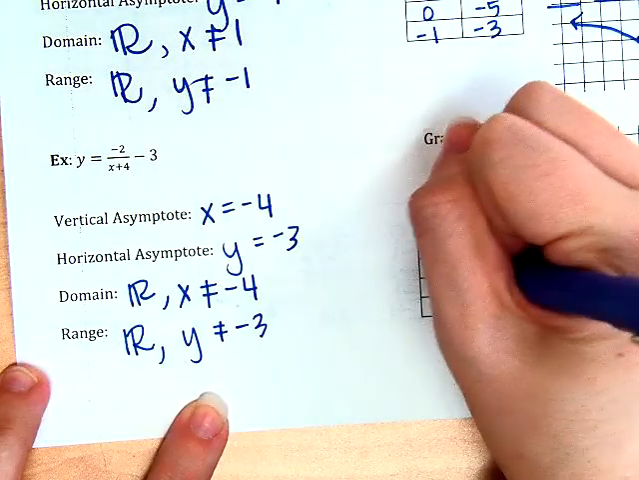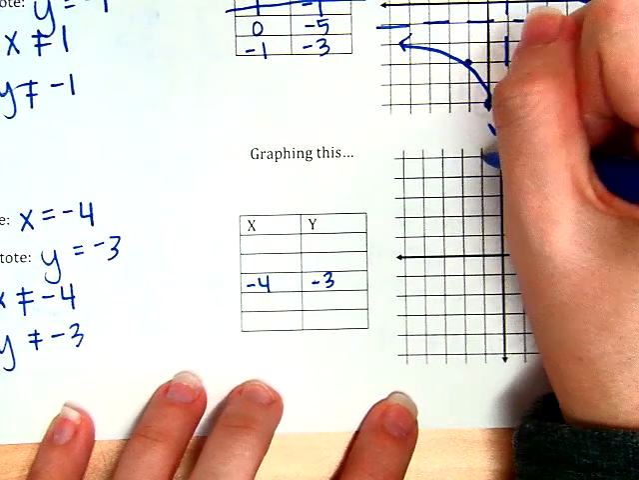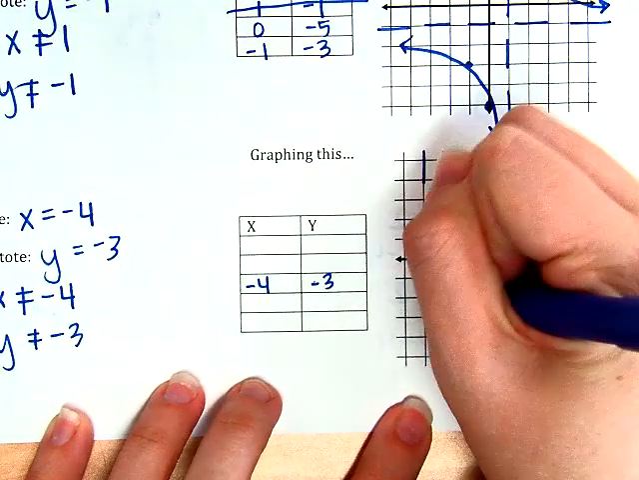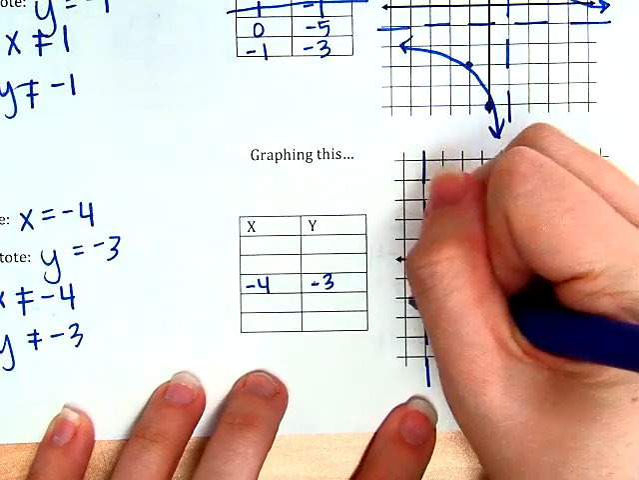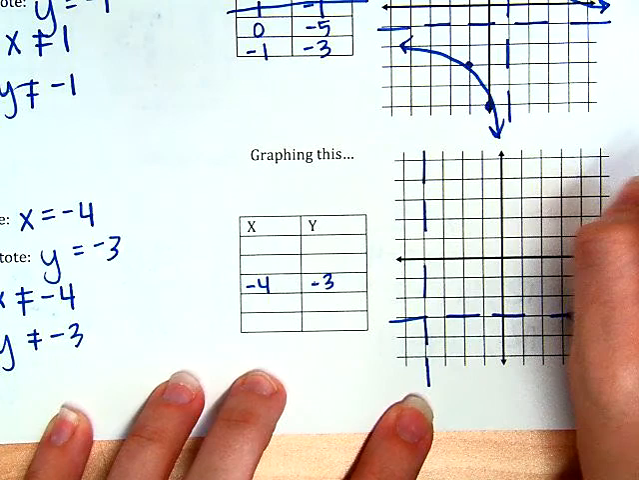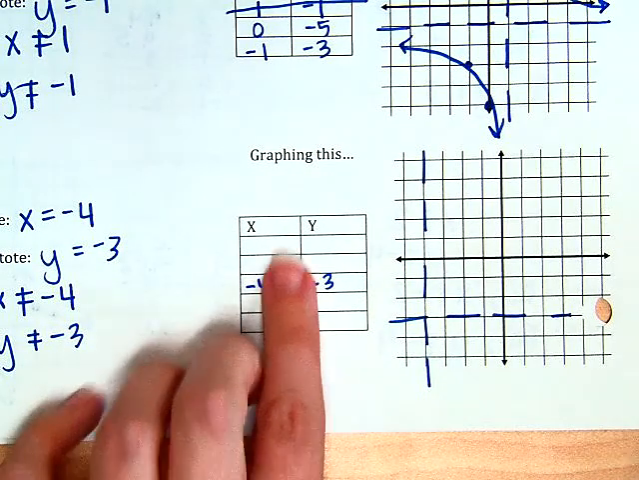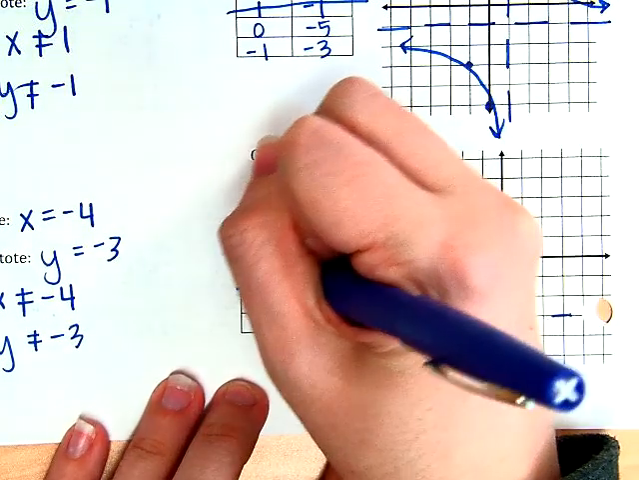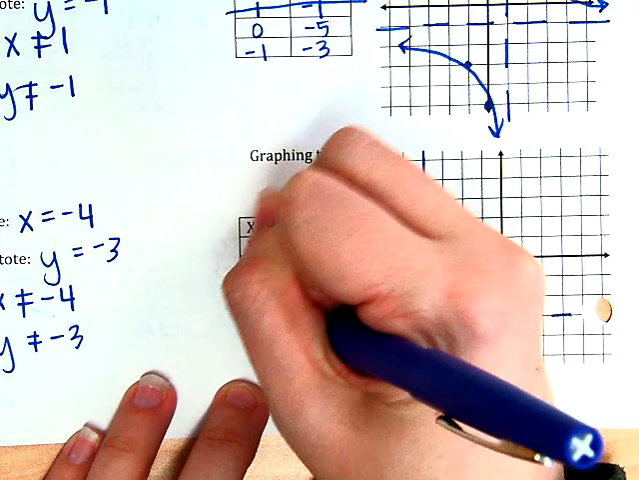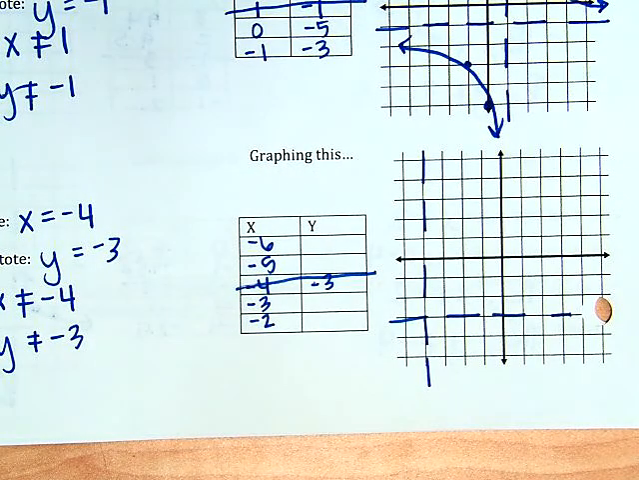And I put those right in here, -4, -3. So that when I graph this thing, I go -4, 1, 2, 3, 4, straight up and down. -3, straight across. And then I pick my points. I'm going to go up a little bit, -6, -5. Down a little bit, -3, -2.